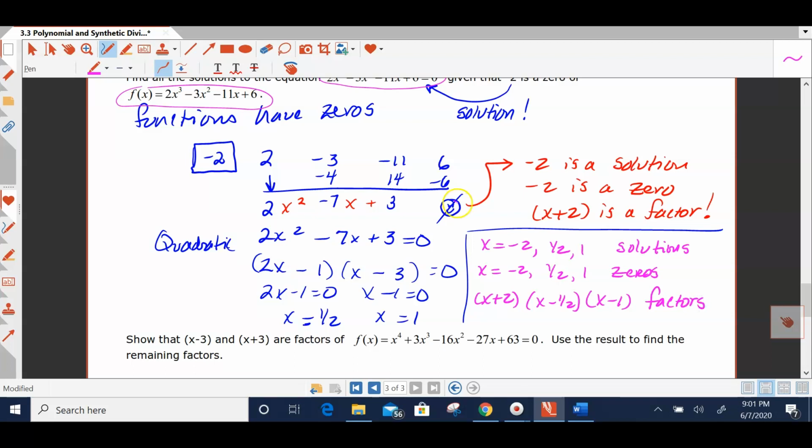So when you hit a remainder of 0, you hit the jackpot. Because you found zeros, you found solutions, you can also determine factors. So I would like you to try this next one.